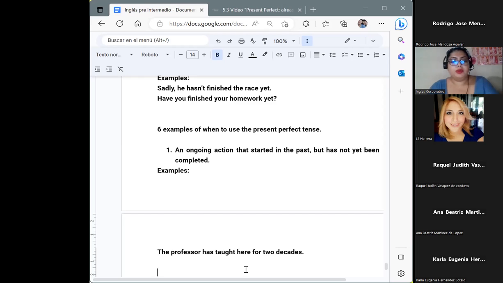Next one, number 2. A series of the same action completed multiple times in the past, likely to happen again in the future. In this case, it is like a lot of actions that maybe are completed in the past, but it is not that it has ended in the past. Maybe it could happen in the present or even in the future.